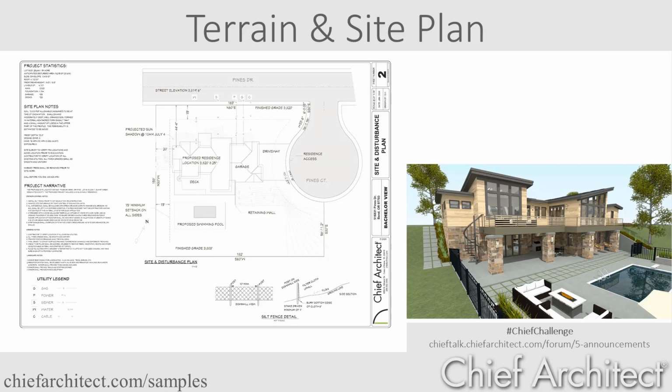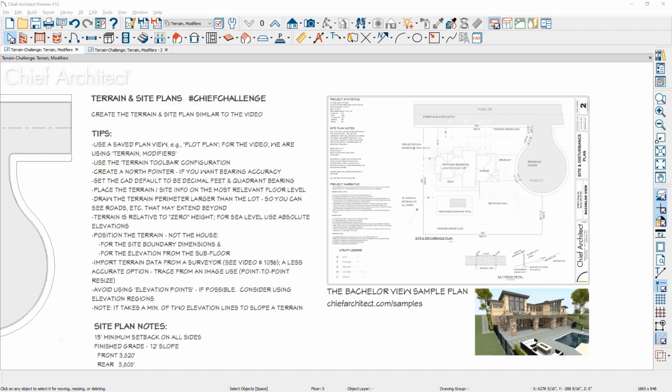Let's go into the program and get started. For this project, I'm going to be using the Bachelor View sample plan. You can find that on our website under chiefarchitect.com/samples. Let's begin by talking about the tips for creating your terrain and site plan.